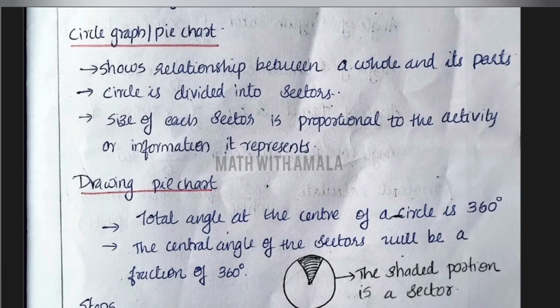What do you mean by circle graph or pie chart? This is the new term when compared to the other ones. This shows the relationship between a whole and its parts. A circle is divided into sections or sectors. The size of each sector is proportional to the activity or information it represents. While drawing the pie chart, you have to note some things, like the total angle at the center of a circle is 360 degrees always, and the central angle of the sectors will be a fraction of 360 degrees. The shaded portion here is a sector and it represents the activity or the information, and it is always proportional to the information it represents.